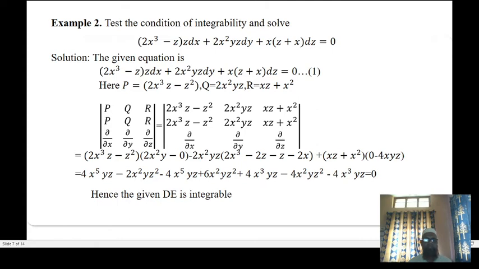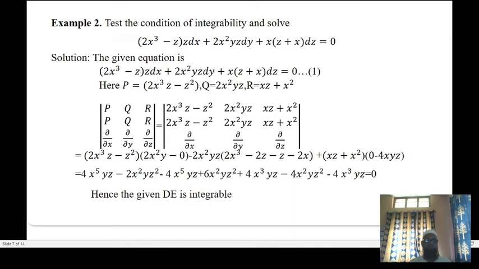So (2x^3 z minus z^2) bracket, del by del z of 2x^2 yz: z is 1, so x^2 y is constant, so 2x^2 y, minus del by del y of xz plus x^2 is 0, minus 2x^2 yz, del by del z of 2x^3 minus z, so it is equal to 2x^3 minus 2z, minus of del by del x of 2x^2 yz. Del by del x of xz plus x^2, so x^2 z minus 2x, both are minus, plus last, (xz plus x^2) equal to del by del y of 2x^3 z minus z^2. There is no y term, and z is constant, so 0.